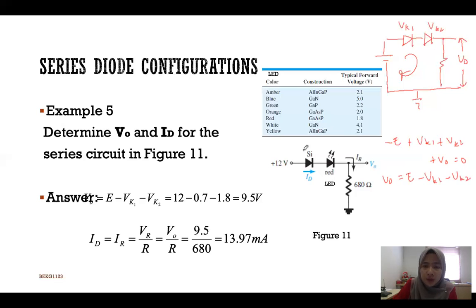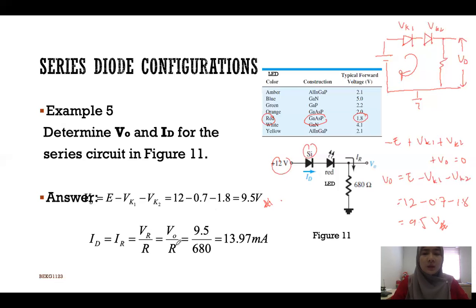For VK1, this is silicon. So E is 12, so 12 minus silicon's 0.7. However, this is an LED. LED is also a diode. The LED here, the color is red. So you refer to this table: for red, the material is GaAsP and the voltage is 1.8. That's why you need to minus 1.8 and you will get 9.5 volt. This is V naught.